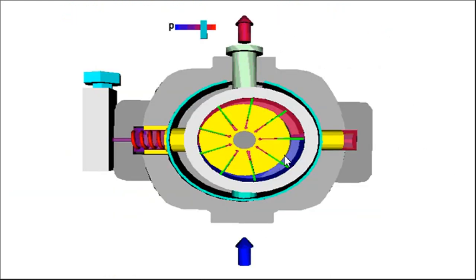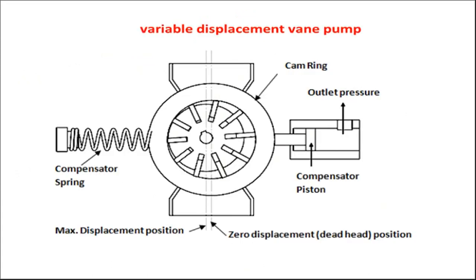So this is a diagram for an adjustable vane pump, a variable displacement vane pump. You can see that there is a compensator piston, and this is a compensator spring, which balances the eccentricity of this inner rotor with respect to this outer casing.